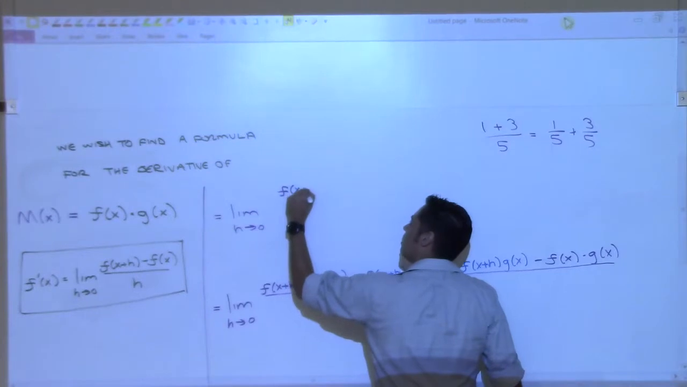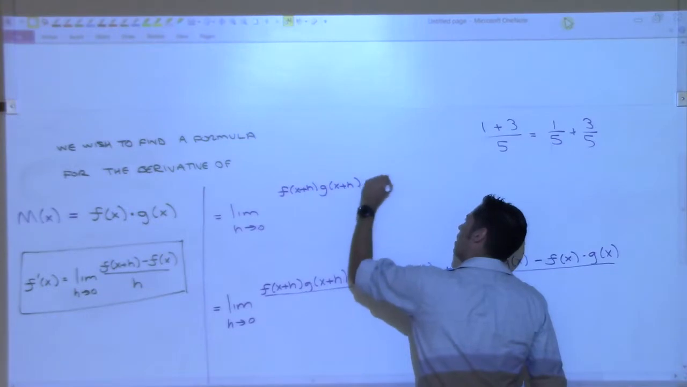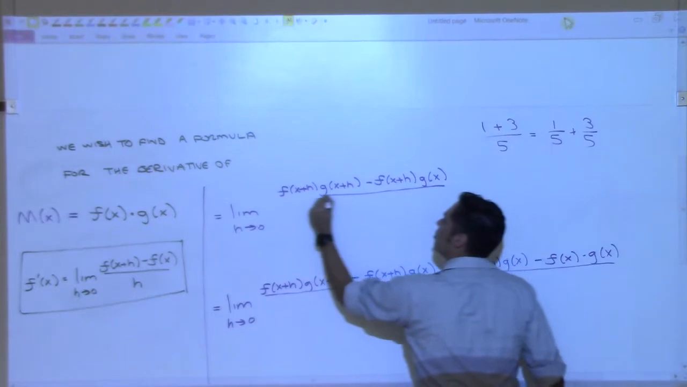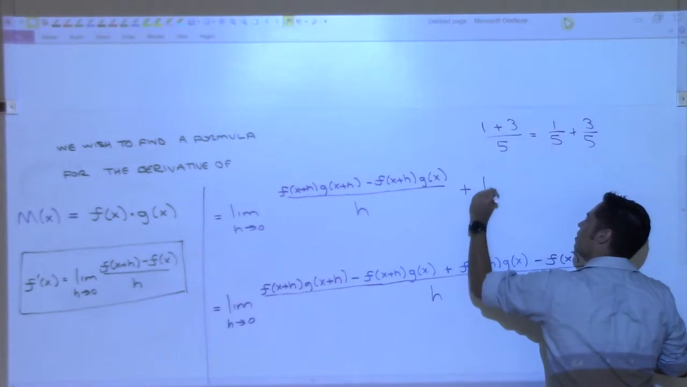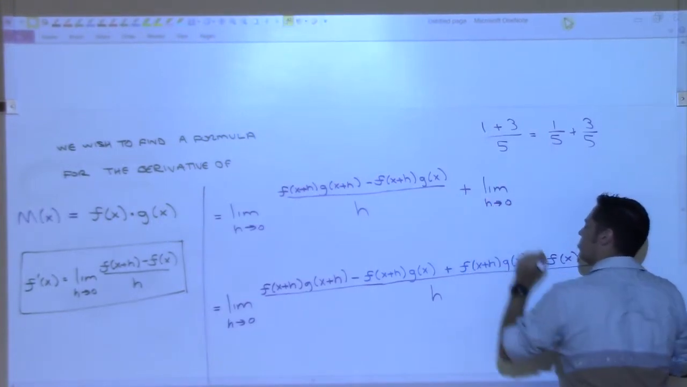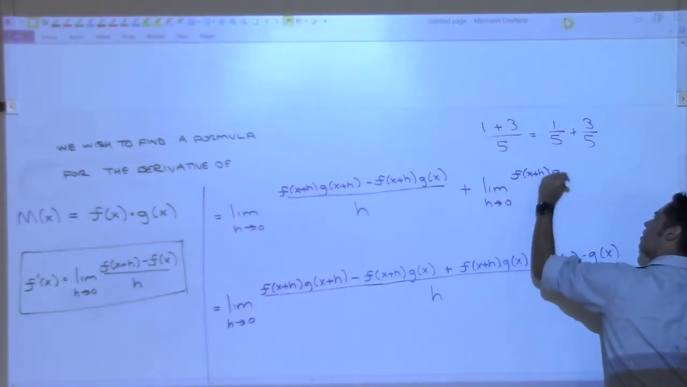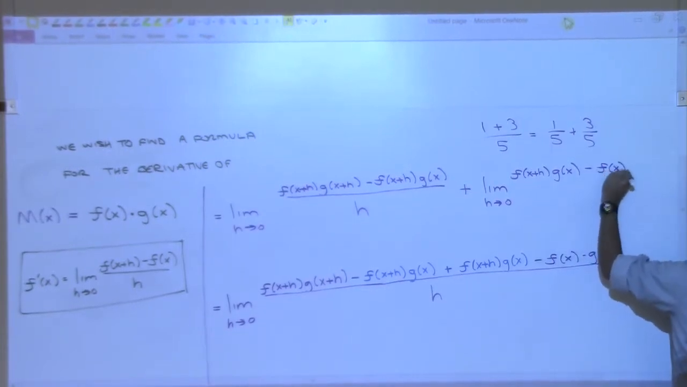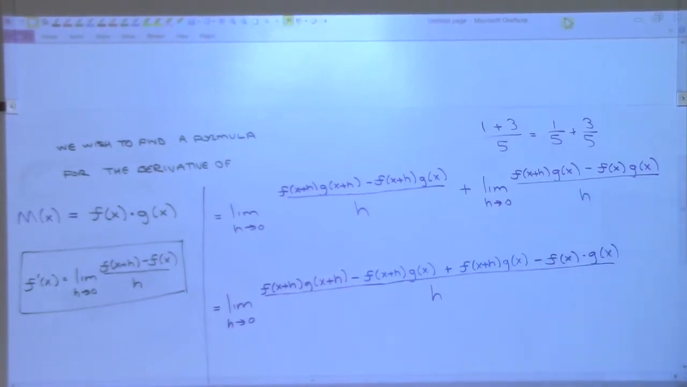f of x plus h times g of x plus h, minus f of x plus h times g of x, all over h. So that's those two over h. And then plus, I'm going to do a different limit. Limit as h goes to 0, and then these two over h: f of x plus h times g of x, minus f of x times g of x, all over h. Y'all good? Understand what I've done algebraically?